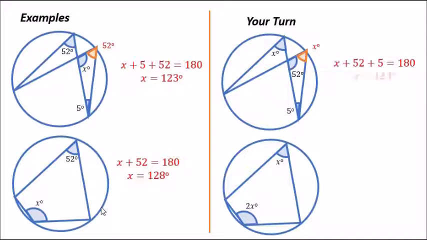For the next question, again we have this cyclic quadrilateral where all four corners are on the circumference of the circle. So these two angles must add up to 180. So x plus 2x equals 180. 3x equals 180. Divide by 3, so we get x equals 60 degrees.